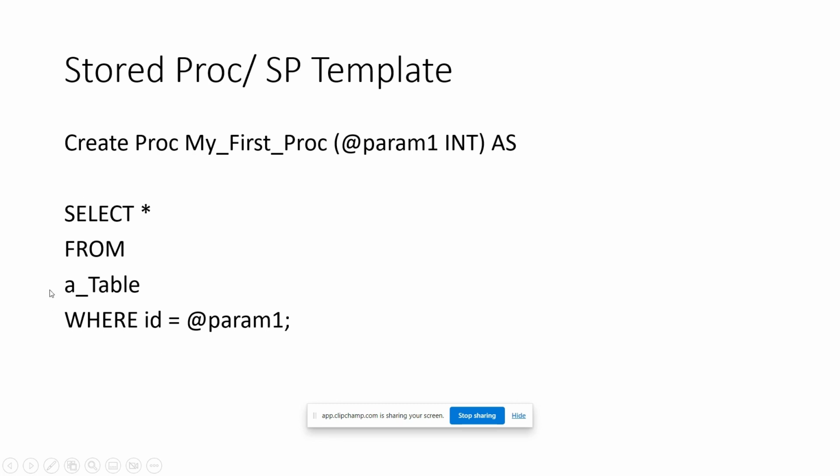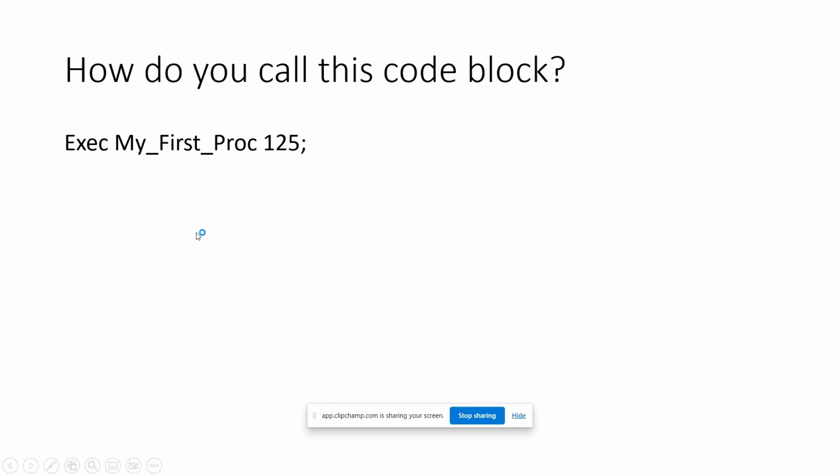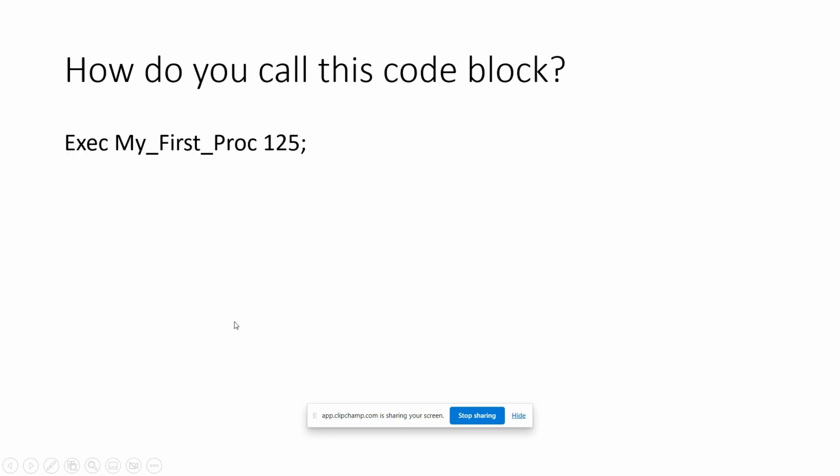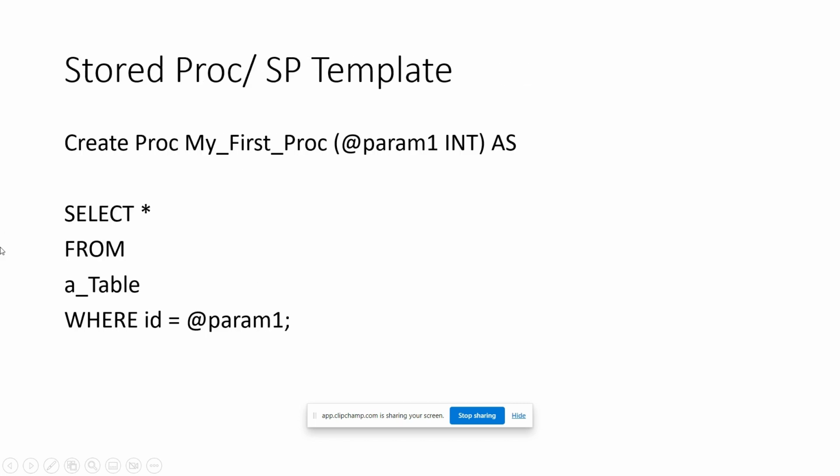And then we create this code block. This is the repeatable, reusable code block, right? How do you call this code block? We simply write exec, which is the short form for execute, and then we give the name of the stored procedure, and then we give in the parameter. This parameter is basically the ID. So, instead of saying equals to 1 or 5, we simply say equals to ID param1 here. And that makes it reusable.